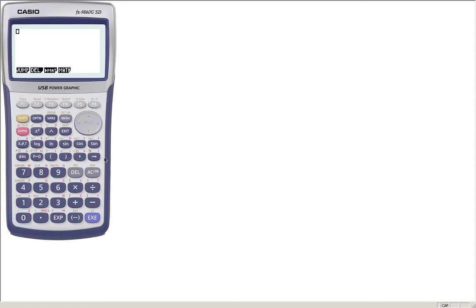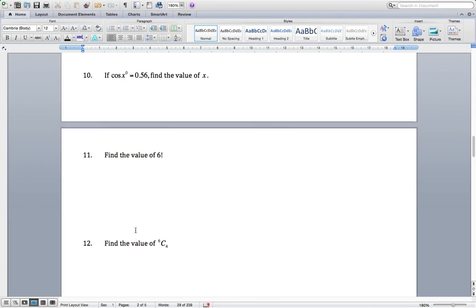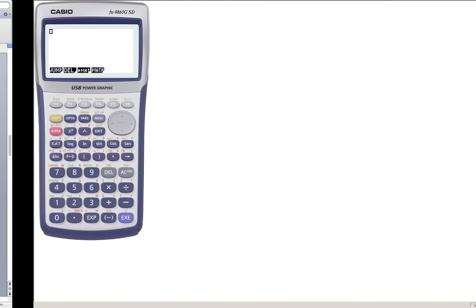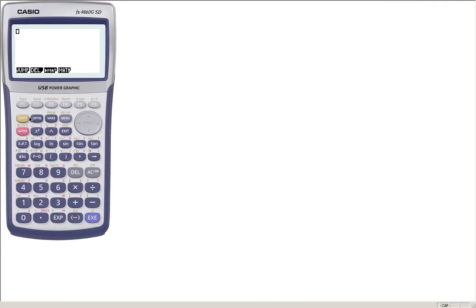Fine. So what next? Okay. Now let us say I want to find the value of 6 factorial. How can you do that? Very simple. You can see the option key OPTN. Press option and then go to probability, which is F6. You can see probability here. So press F3. You can find factorial. So 6 and then factorial. The answer is 720. Okay.